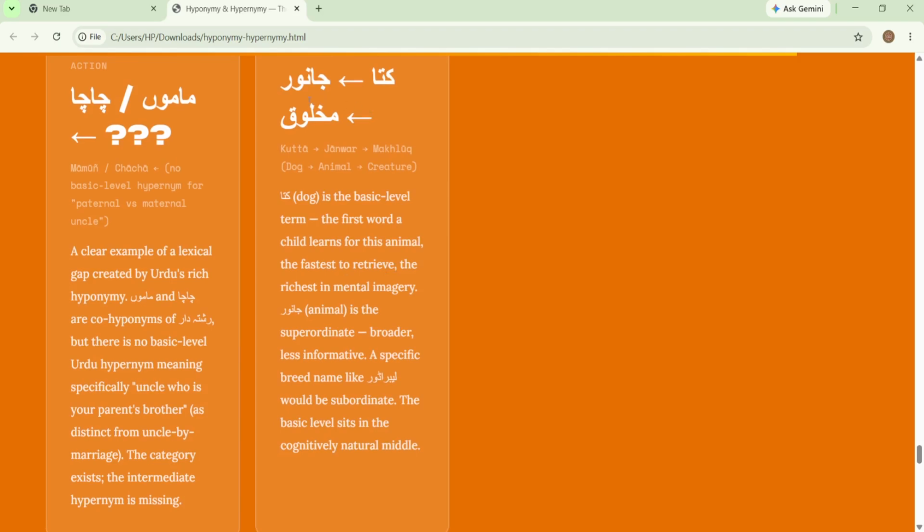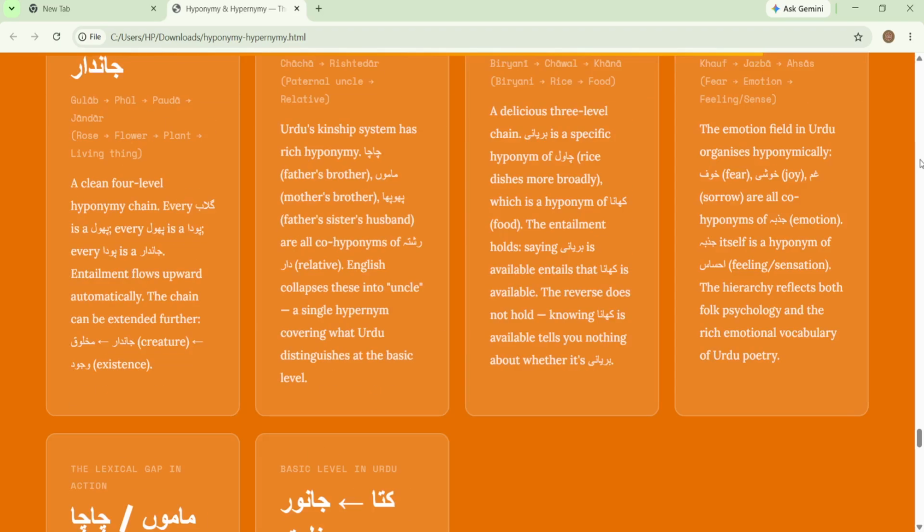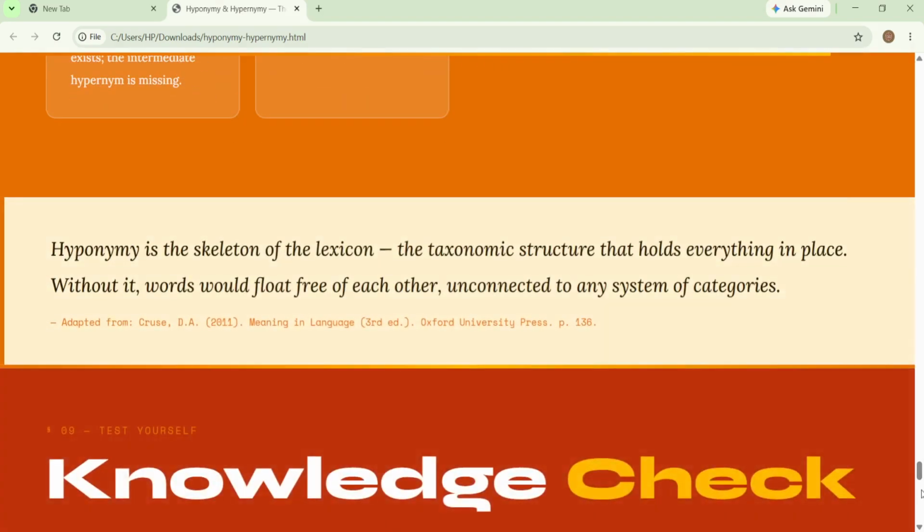So this is again kutta, which entails janwar, which entails makhluq, like this dog entails animal, which entails creature. So these are the examples of Urdu. This follows the same pattern as in English, as we have already discussed at the start, that every language has a pattern. They have the same principles, but the parameters are different. Some concepts, as we've discussed earlier, are in English, some in Russian and some in Japanese. These are the parameters we have discussed in Semantics, principles and parameters. You can check it from there for better understanding.